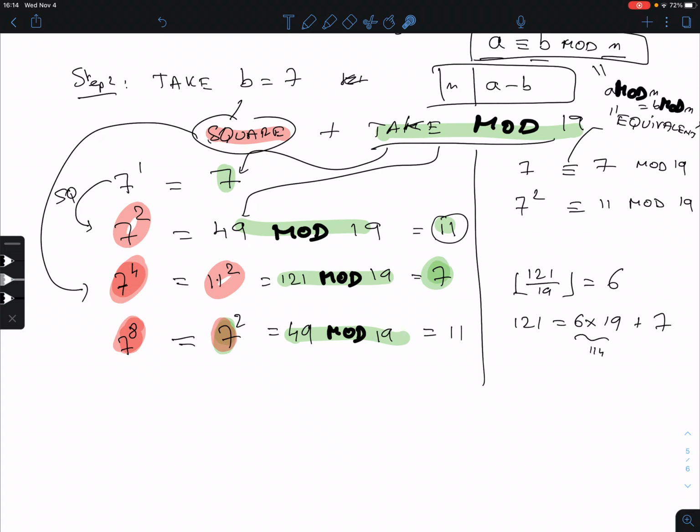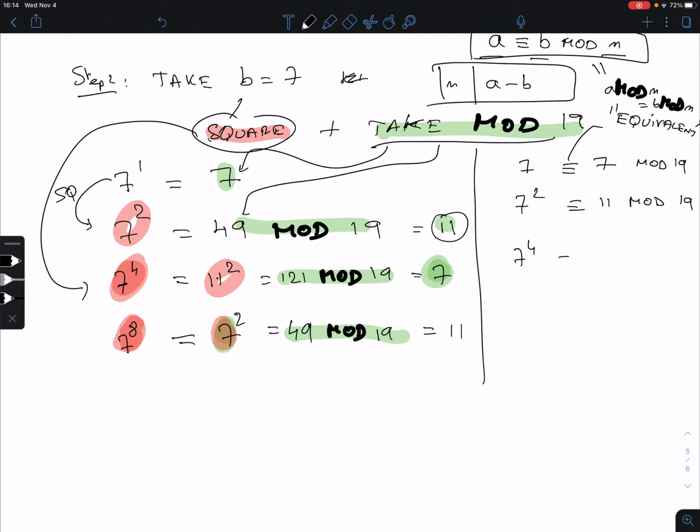Sorry, let me keep track. I didn't keep track here, but I should. The previous step tells us that 7 to the 4th is equivalent to 7 mod 19. What I just calculated is that 7 to the 8 is equivalent to 11 mod 19. And so now I square this again. What happens if I square 7 to the 8? I get 7 to the power 16.